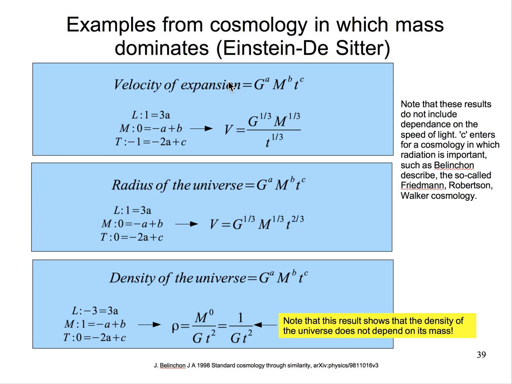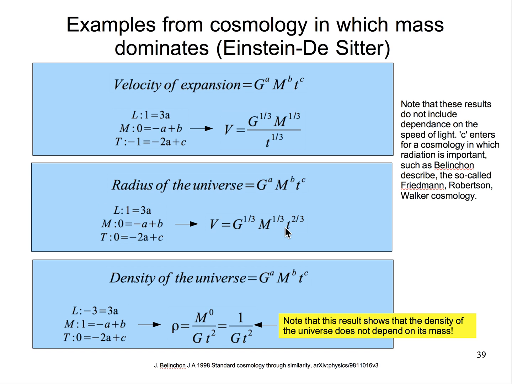And here's the typical thing we're talking about. This is the velocity of expansion. So you have to have a velocity here constructed out of these parameters, and you get this expression for the velocity. Radius of the universe. The same kind of technique is used.